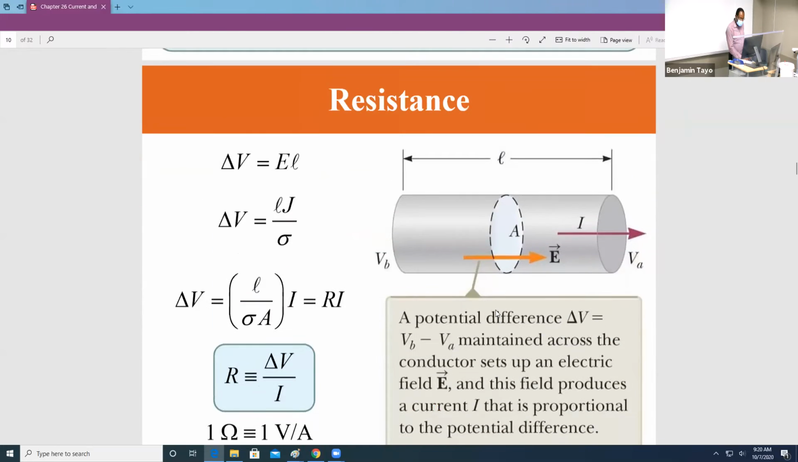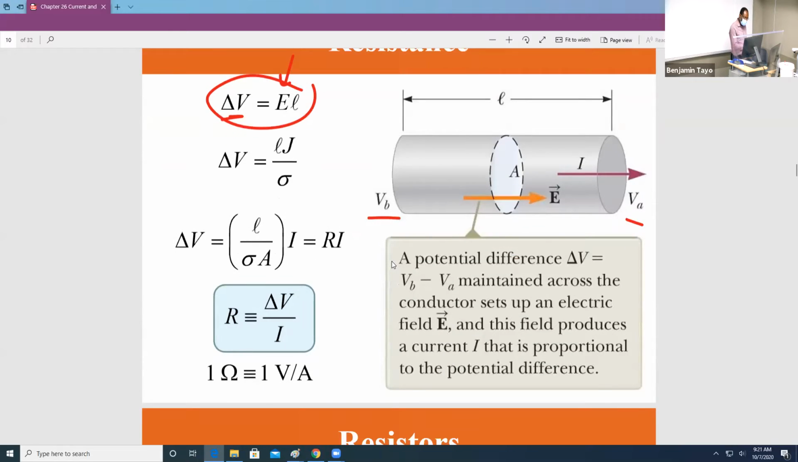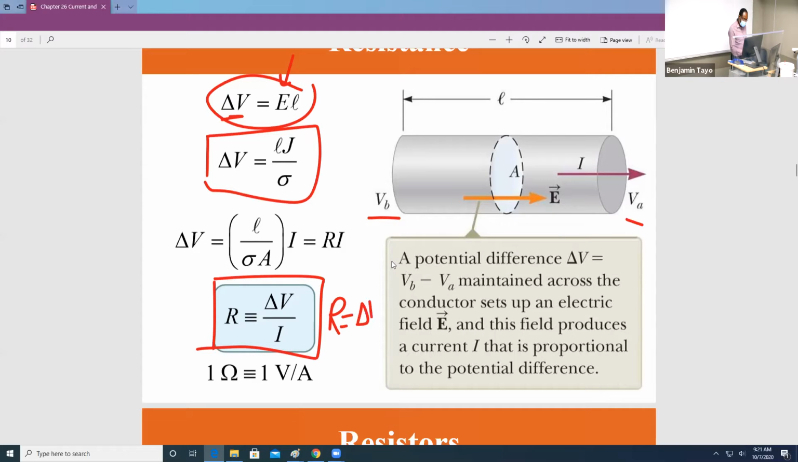Because the electric field here is just a uniform electric field, the change in voltage between this point and this point is given by this equation here. You can write the delta V by that, and if you rearrange this equation a little bit, you end up with this final equation right here. So the resistance is given by the change in the voltage divided by the current.